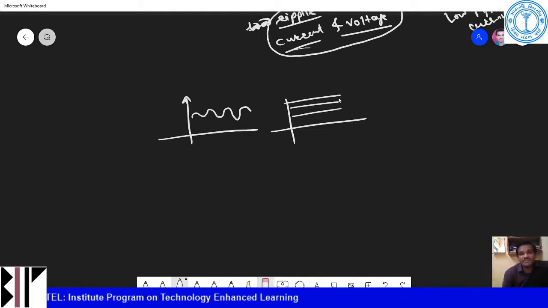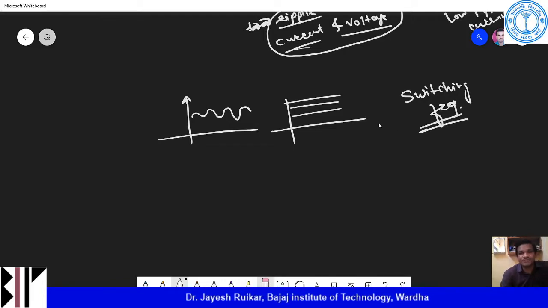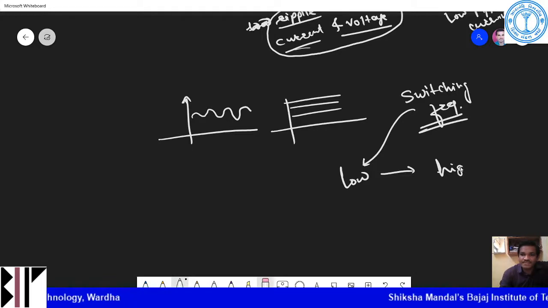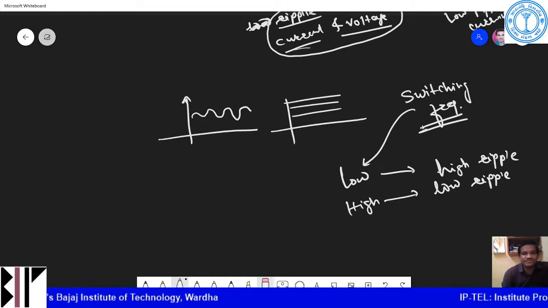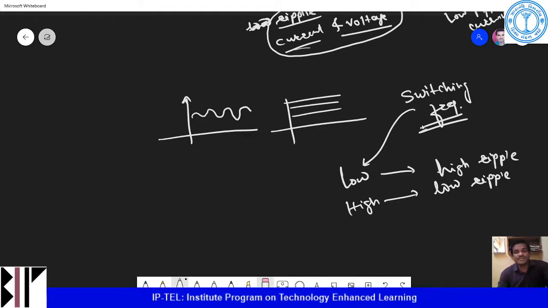One more thing that we need to consider in a DC converter is the switching frequency. If the switching frequency is low, we get a high ripple, and if the switching frequency is high, we get a low ripple. This is important when you are going to design your DC converter.